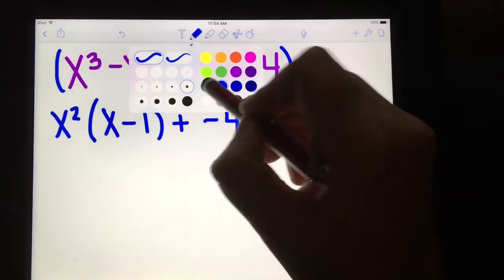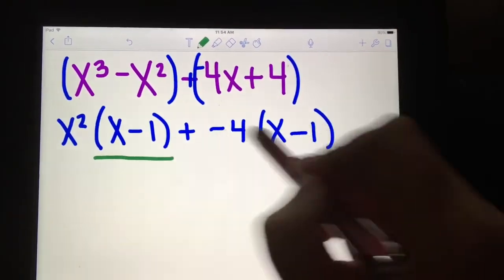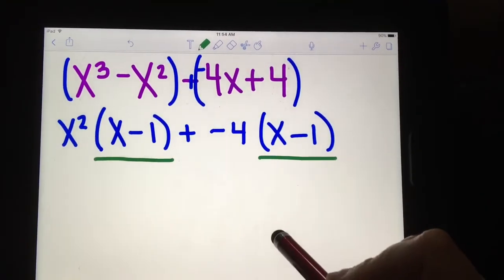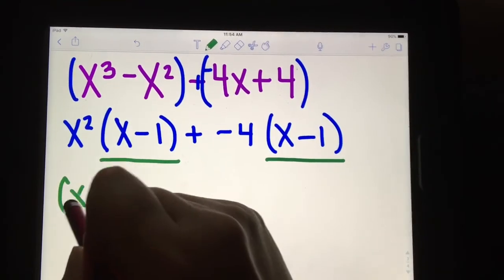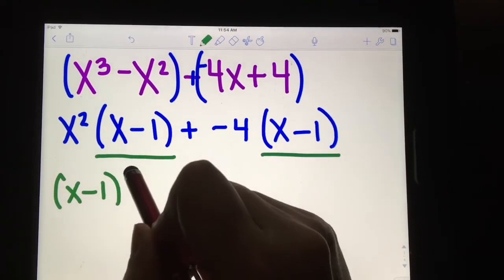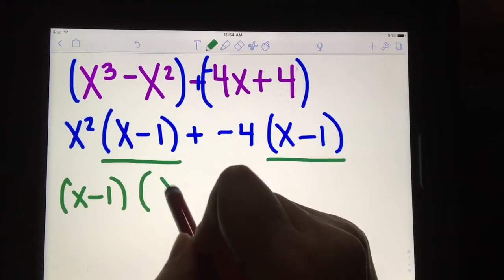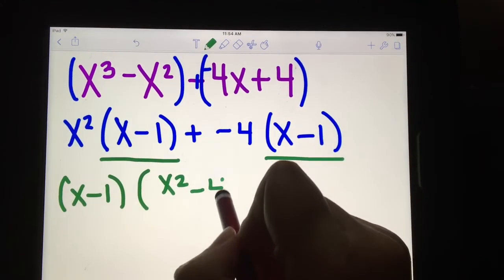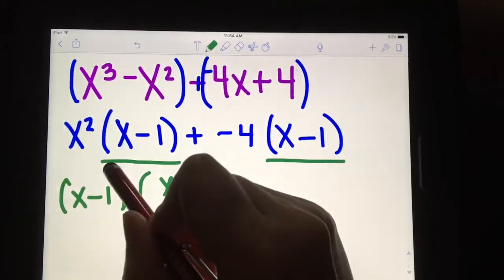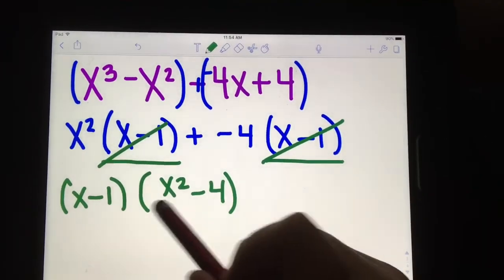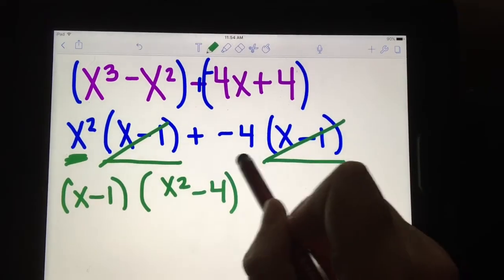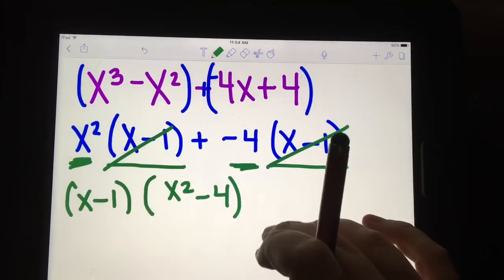Next, I'm going to take out the greatest common factor once more, and each of these terms has a factor of x minus 1. And then I write what is left. If I take out x minus 1, I'm left with x squared minus 4.